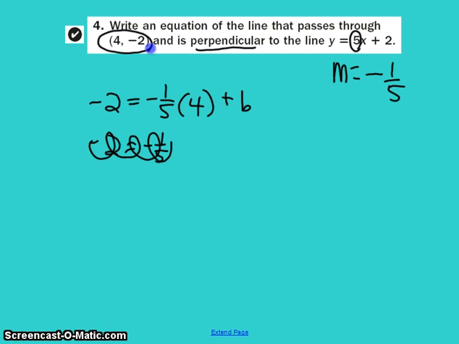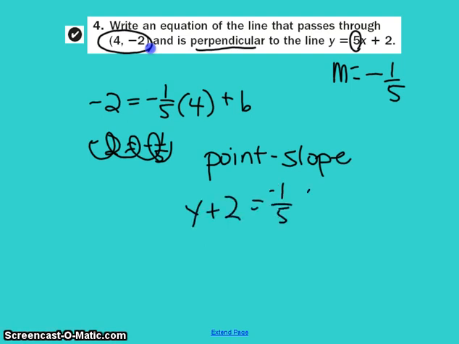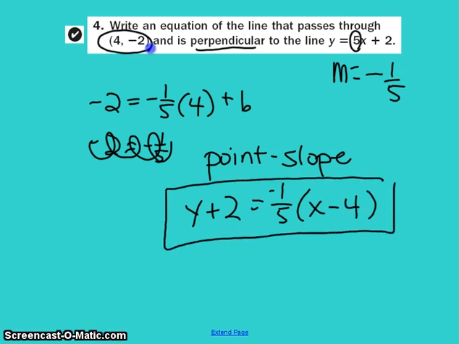Let's write an equation in point-slope form. I have a point and I have a slope. Let's just write it in that form. y plus 2 equals negative 1/5 (x minus 4). I would take this answer as well. It didn't tell me specifically what form to write the equation in. And right now it's late and I know you're tired. Write it in point-slope form.